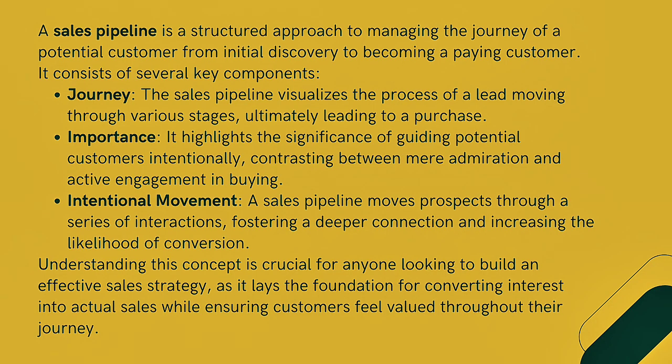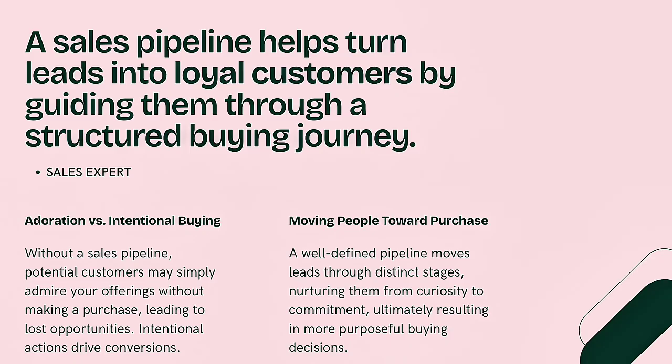Today we are building the system that makes your business predictable, your sales pipeline. A sales pipeline is simply the step-by-step journey a potential customer takes from "I just found you" to "I'm ready to pay." So think of it like a roadmap. If you don't have one, your followers just float around your page, admiring your content, but not buying. But once you create this pipeline, the same people begin to move intentionally toward becoming customers.